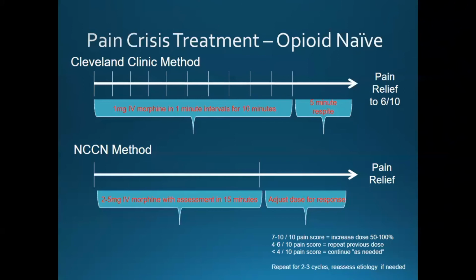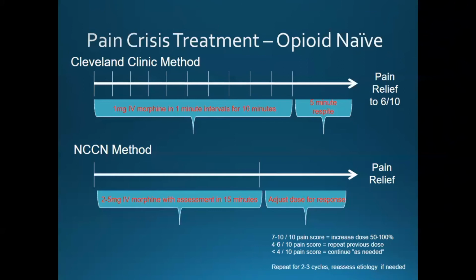And really the way that this should work is they shouldn't sit there for 6 hours while they get triaged and the normal ER wait. They should be brought back immediately. And they need to be, depending on whether they're opioid naive or opioid tolerant, just like we mentioned a minute ago, if they're opioid naive, this is what you do based on the NCCN method. You give them somewhere between 2 and 5 milligrams IV push of morphine, or if it's equivalent, boom, push it. Fast push, and then you check back with them in 15 minutes.